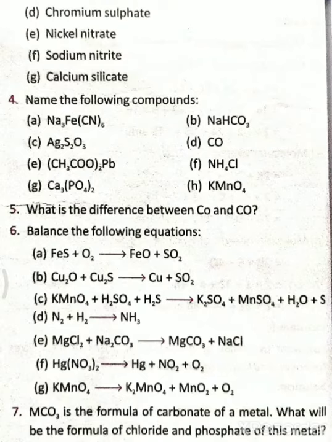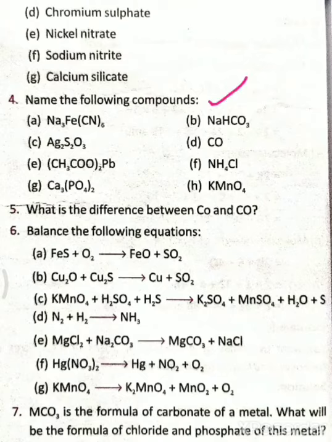Then next, Ag2S2O3. For Ag you will write silver, and S2O3 is thiosulfate, so that is silver thiosulfate. Then next, see NaHCO3. Na means sodium, HCO3 means bicarbonate.